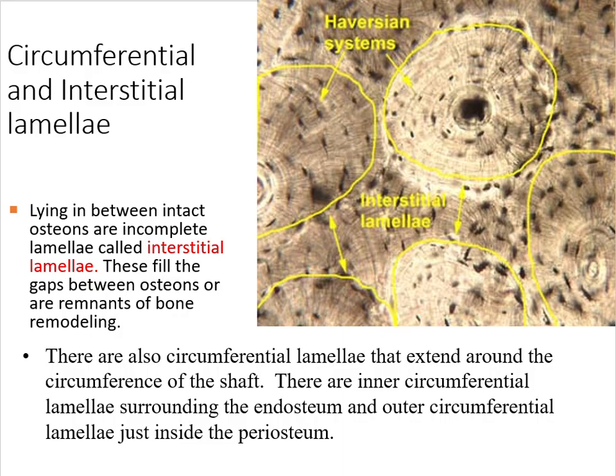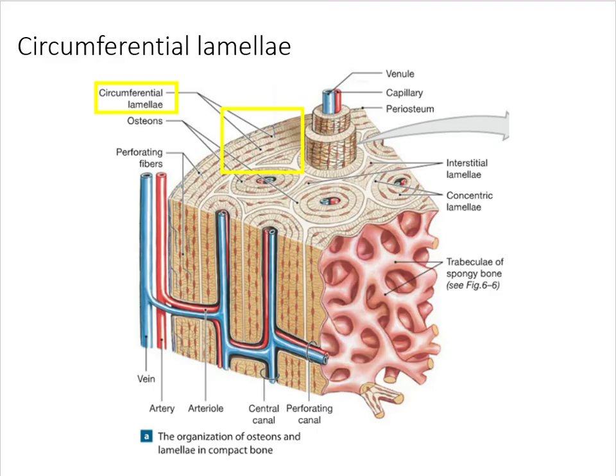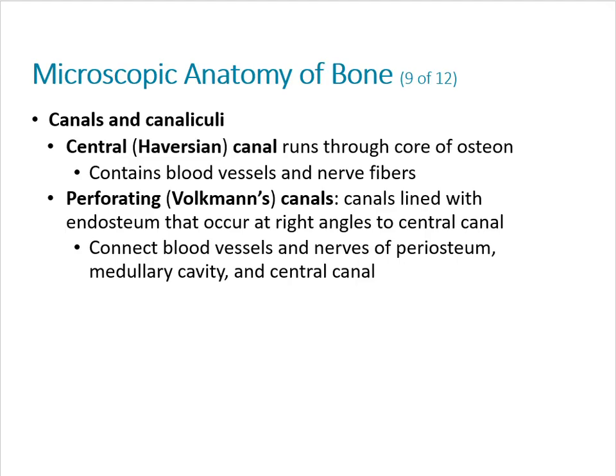Here is the circumferential lamellae. We're looking at a segment of the diaphysis of a long bone, but this would continue around the entire shaft of the long bone. So it would go around the circumference of a long bone, hence the name circumferential lamellae. So we have these canals and canaliculi on top of having different types of lamellae.